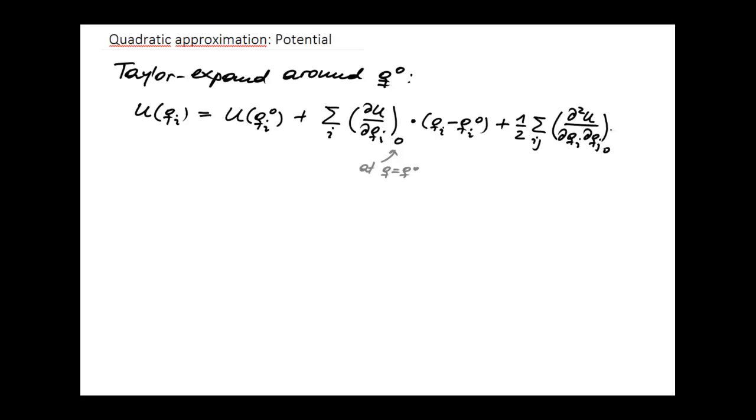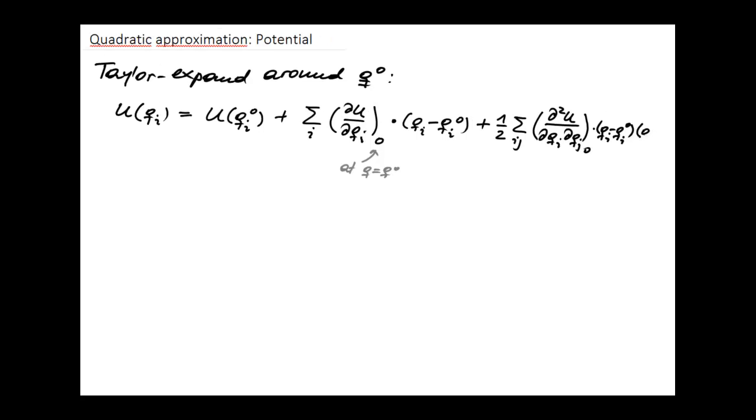And then we have Qi minus Qi naught and Qj minus Qj naught. And then we have higher order terms in the deviation of the configuration from the equilibrium configuration.